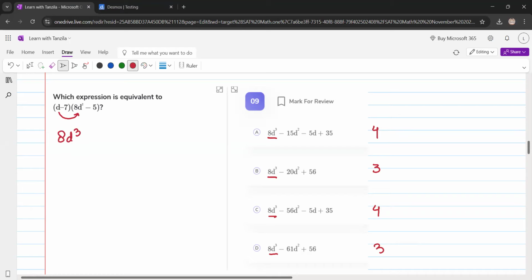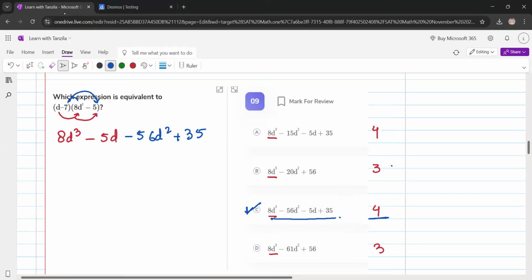Now multiply the same d with this thing, so minus 5d. Then you multiply negative 7 with this, so 7 8s are 56, so negative 56d square, and then multiply this with this, so 7 5s are 35. Negative, negative becomes positive 35. And tada, that is option C. You didn't need to solve the whole thing, if you would have been able to figure out that there would be 4 terms, not 3.